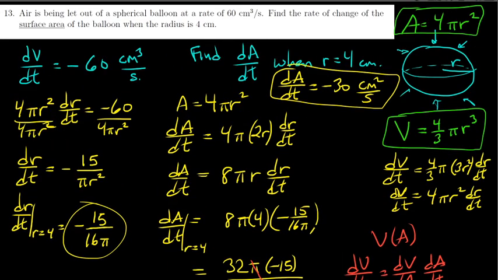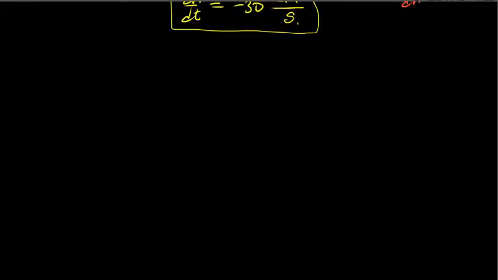So that's number 13, and the last 3 were the related rates problems. So this was in 2.6. And all right.